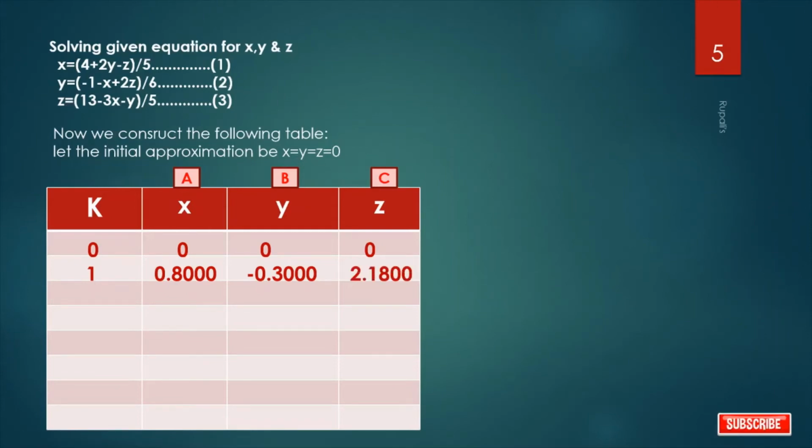Next iteration. The y value is this, the z value is this, so you can easily calculate the value of x. And you have to store this value to the variable a. Now for the second equation, the x value is this, the z value is this, 2.1800. You can easily calculate the value of y and store it to the variable b. And what is the z value? The x value is this, the y value is this, so you can easily calculate the z value. In this way, you have to repeat this procedure again and again.